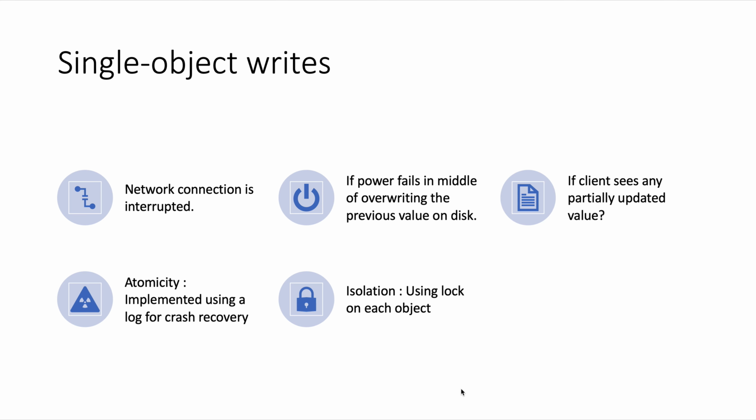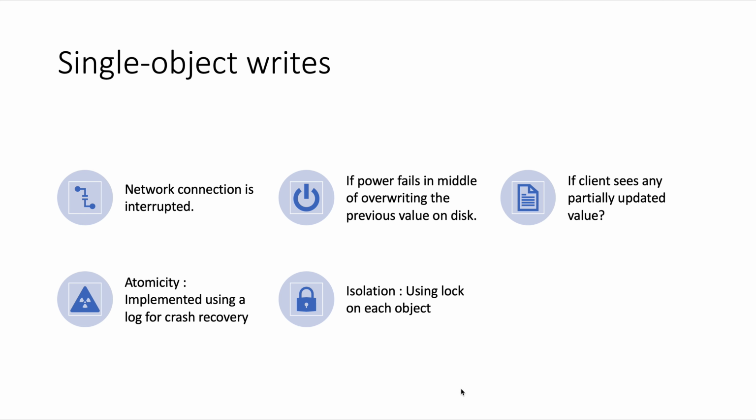Let's consider we are writing a 100 KB JSON document to the database. Let us consider some scenarios. What happens if a network connection is interrupted? Does the database store half of the JSON, that is, let's suppose 50 KB of the JSON, and the other 50 KB is not saved? Does that really happen? Or if the power fails in the middle of overwriting the previous value on the disk, do we end up with old and new values spliced together? What happens if one client is updating the value and another client sees the partially updated value?